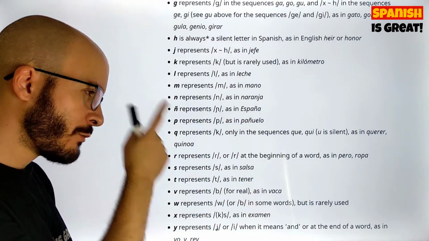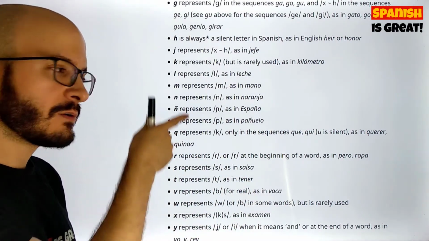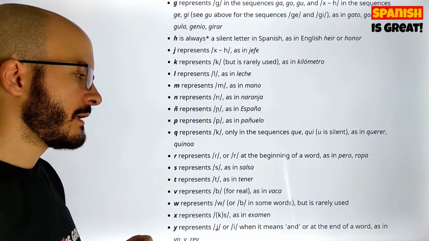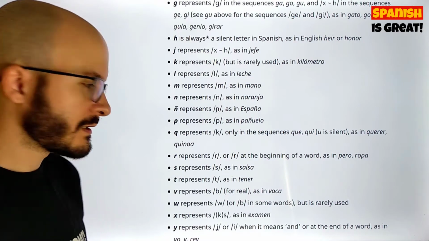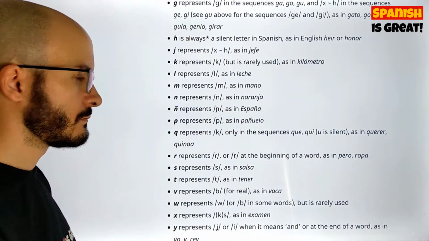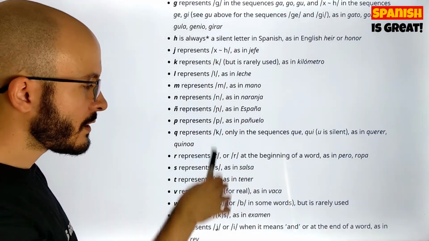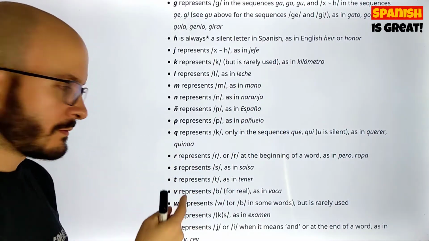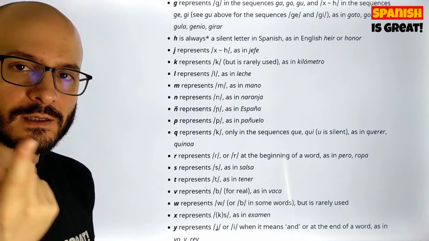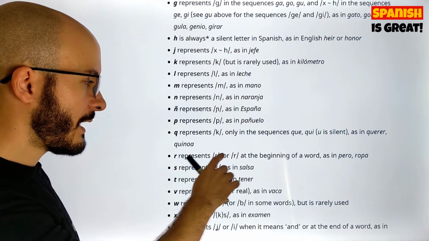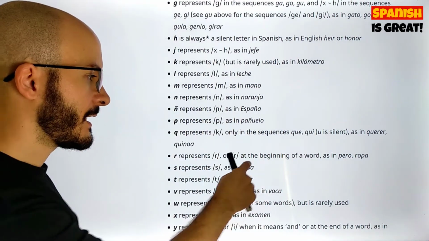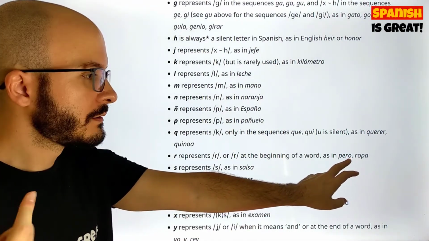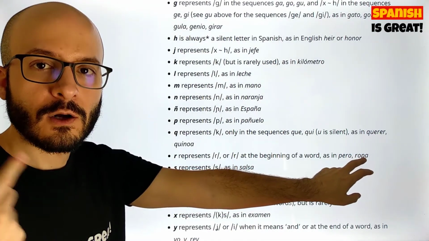This is also, I would say, probably the most difficult sound of Spanish for English speakers. But, well, also you have to practice. Not now, but later, at home. So, in general, one R is ere, or erre at the beginning of a word. So, for example, we have pero, but, ropa, clothes.